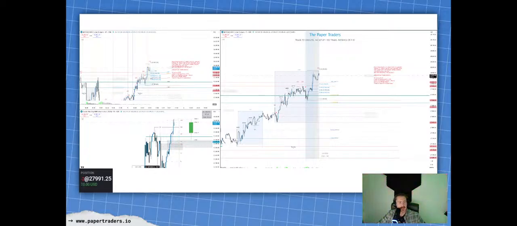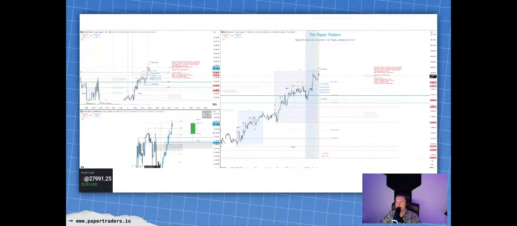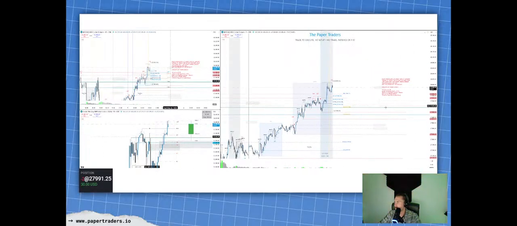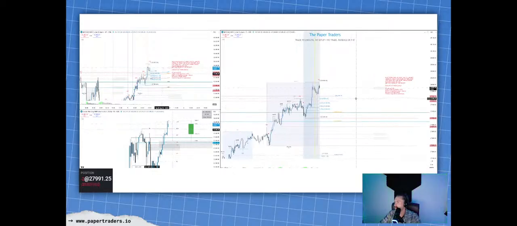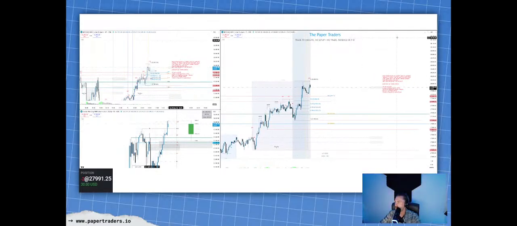I'm trying the tiniest little short right now, given the SFP at the top, 1 minute inverse fair value gap. This is nothing worthwhile, just testing the waters here into the New York Open. Got about 15 minutes until we open up, and 2 minutes until we open up a new 15-minute candle.